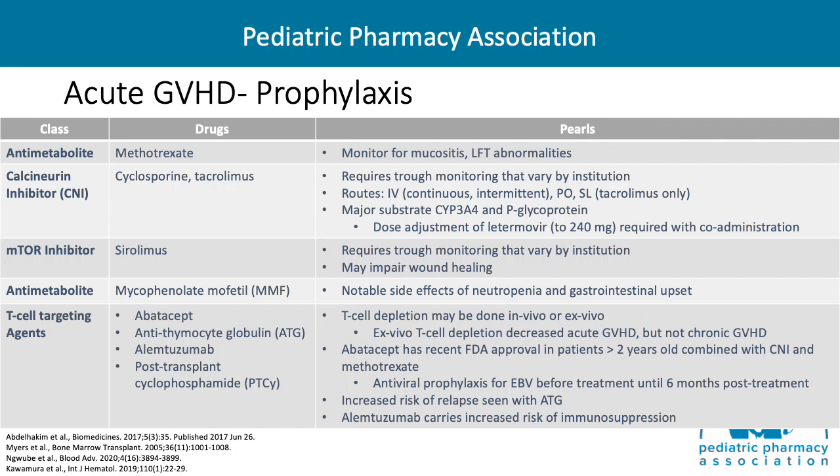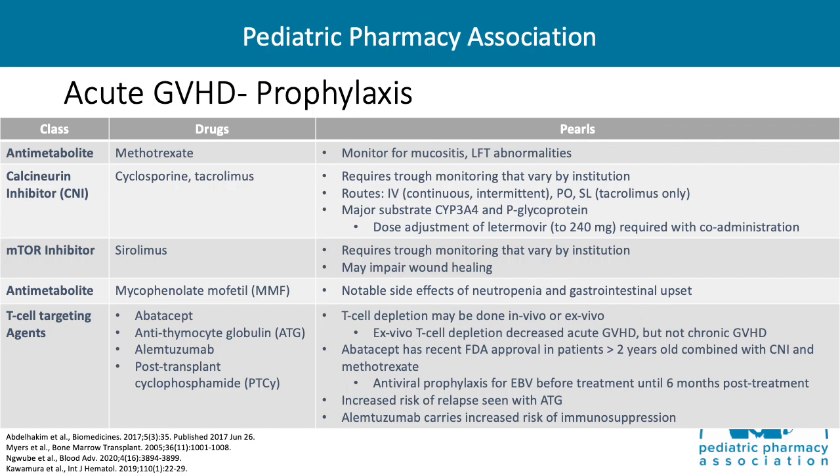GVHD prophylaxis is vital to prevent acute and chronic GVHD and the adverse complications that are associated. So on this slide are various drug classes that are used and associated medications and important pearls. Of note, this slide is an overview and the practices of different institutions may vary. Drugs are used in combination regimens or they may be used alone, and that can vary per regimen that's utilized. There is literature available to direct prophylaxis strategies as well, so something that you can look into.